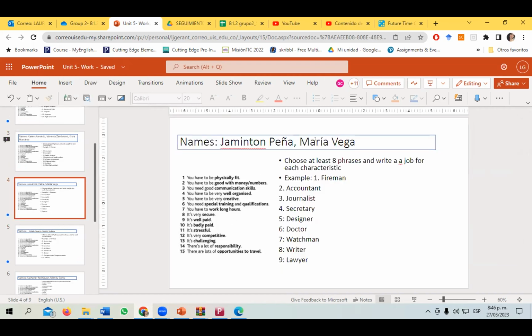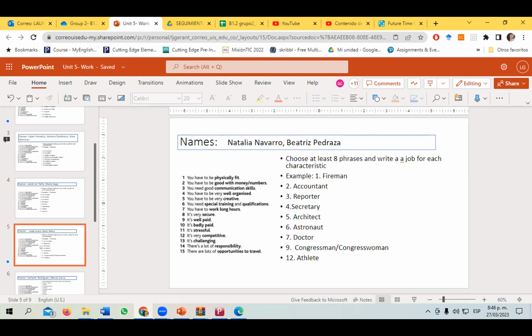Then Hamilton and Maria, a fireman, accountant, journalist, secretary, designer, doctor, watchman, writer, and lawyer. All right, yes. Accountant, reporter, communication skills, right? Secretary, organize, architect is creative, astronaut, special training, doctor for long hours, yes. Well-paid congressman, yes, especially in Colombia. Congressman or congresswoman. Number 12, athlete is very competitive, right?